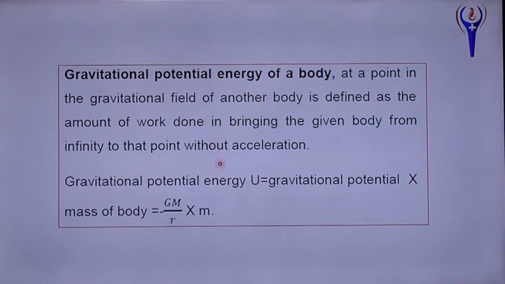Gravitational potential energy, U equal to minus GMm by r. M is the mass of the earth and small m is the mass of one body. So gravitational potential energy equal to minus GMm by r.